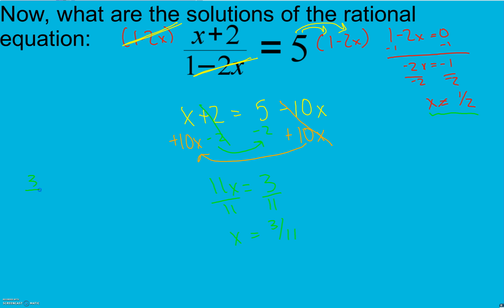Plug it in. 3 over 11 plus 2 over 1 minus 2 times 3 over 11 should equal 5. My numerator, 3 over 11 plus 2, gives me 25 over 11. My denominator, I take 1 minus 2 times 3 over 11, gives me 5 over 11. And when I take 25 over 11 divided by 5 over 11, I get 5. 5 equals 5, which means our answer here is right.